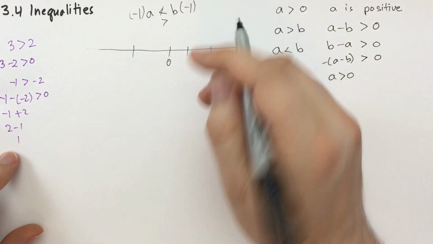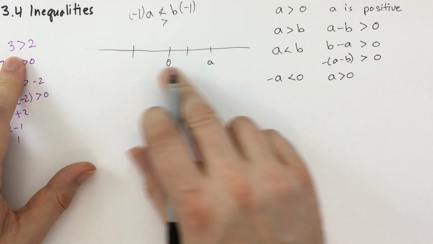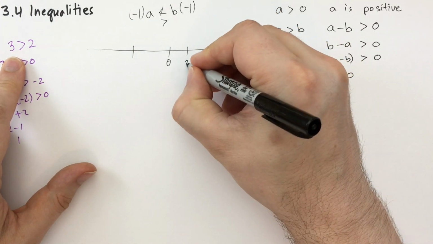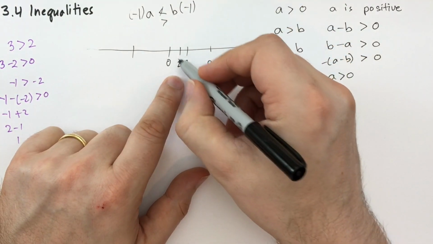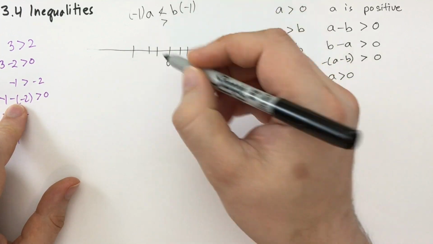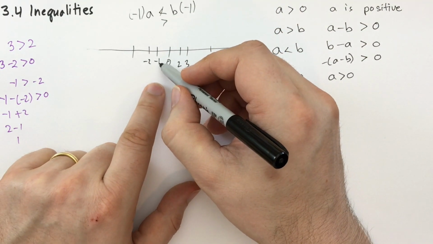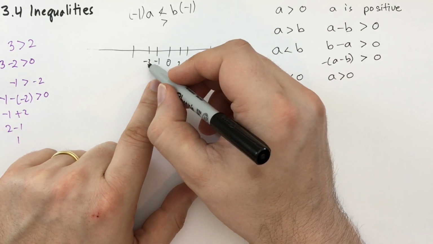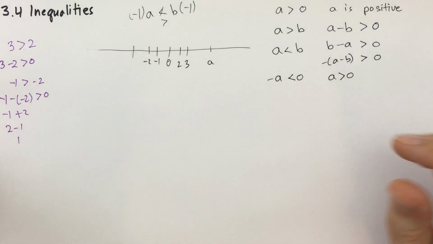So for instance, in this case, 3 is positive. Let's say 3 is here, and 2 is right there. So 3 is positive, and 2 is positive, and 3 is greater than 2. Now negative 1 is over here, and negative 2 is over there. This is not to scale, obviously. Negative 1 is not positive, but it is greater than negative 2. So that's kind of the way to look at this.